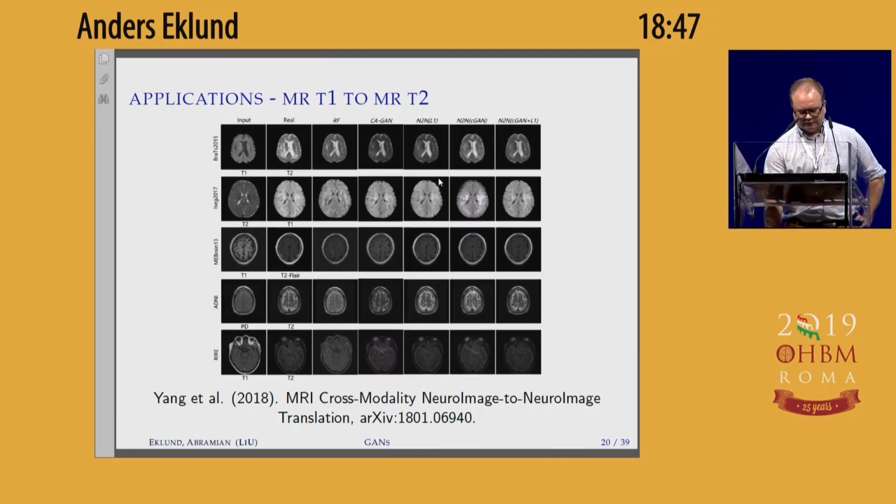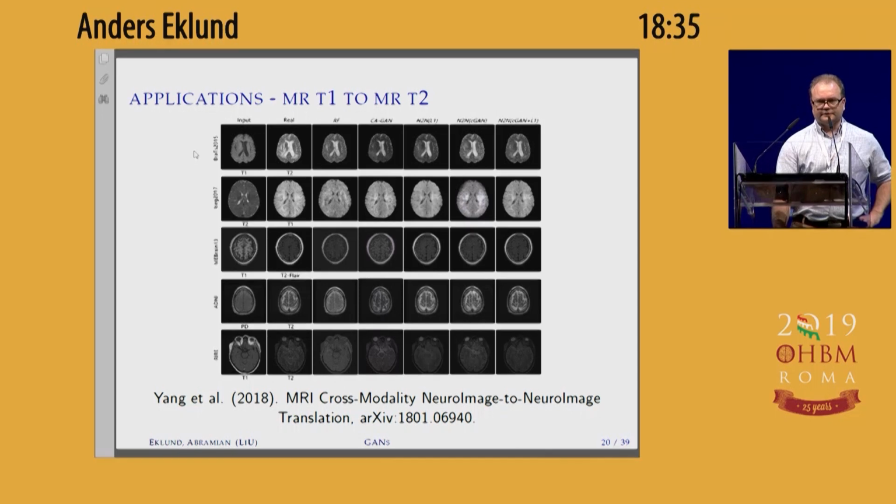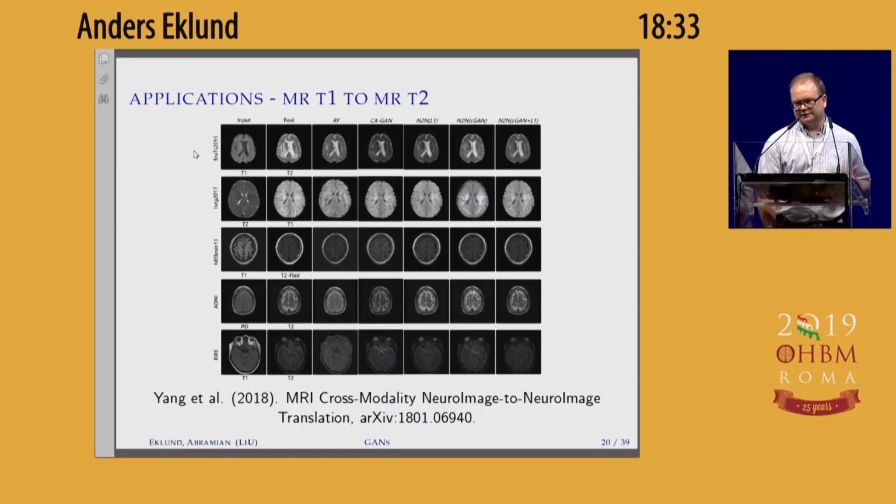So in this paper they compare a number of different approaches to perform the translation. And producing a synthetic T1 or T2 weighted image can also be used to make the registration easier. For example, if you need to register a T1 weighted image to a T2 weighted image, that can be a bit difficult. But if you instead produce a synthetic T2 weighted image, you can register T2 to T2 instead.